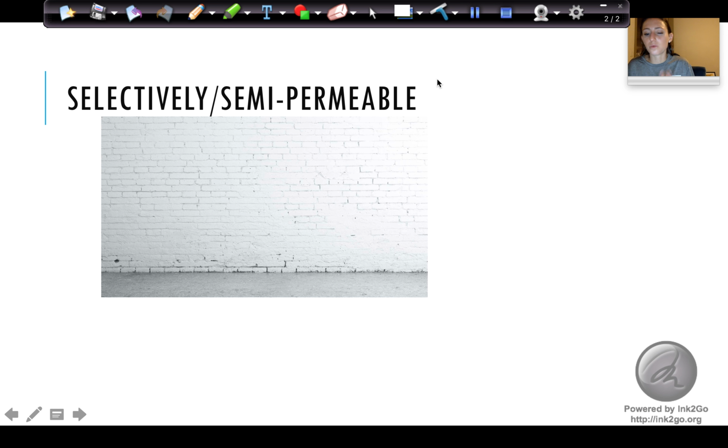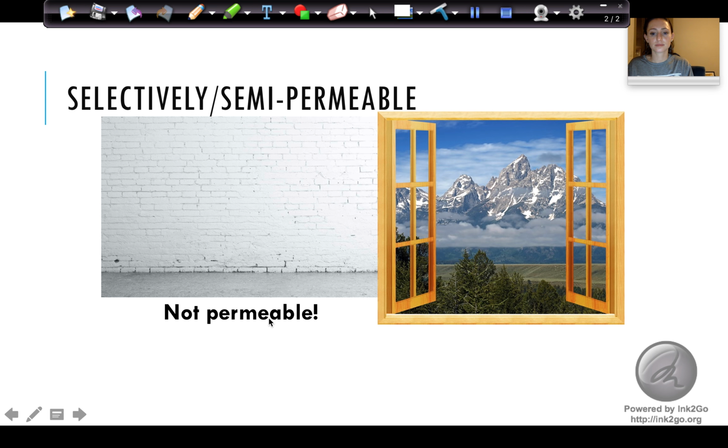So if you weren't kind of getting that, let's go through some visuals of what selectivity or semi-permeable really means. So here I have a brick wall. Will anything go through this brick wall? No, of course not. We say this is not permeable. Nothing can pass. What about this window? Pretty wide open. Will everything pass? I think so. We're going to call this fully permeable or permeable.